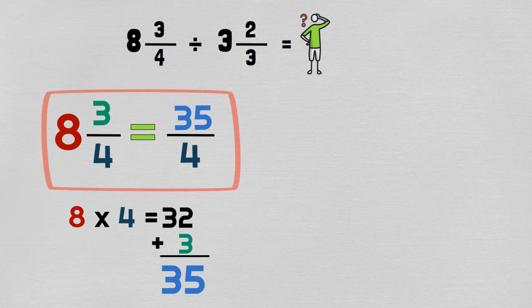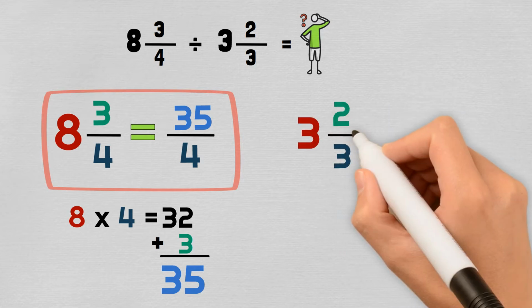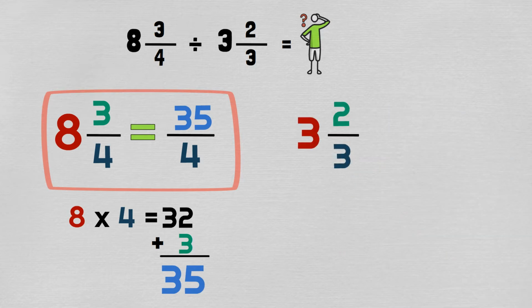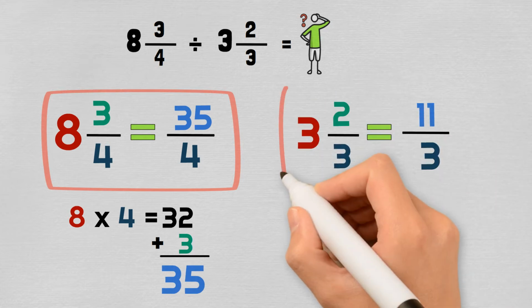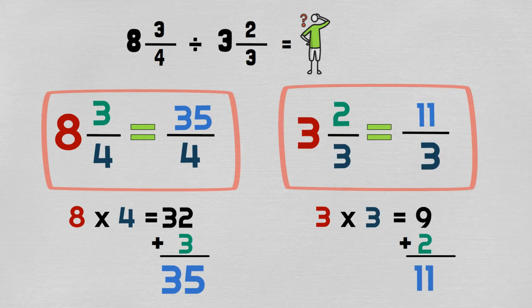Next, we perform the same steps for the second number. We take the whole number 3 and multiply it by the denominator 3. 3 times 3 equals 9. Then, we take the numerator 2 and add it to the product 9 we just got. 2 plus 9 equals 11. Finally, we use the sum as our new numerator over the original denominator. 3 2/3 equals 11 over 3.